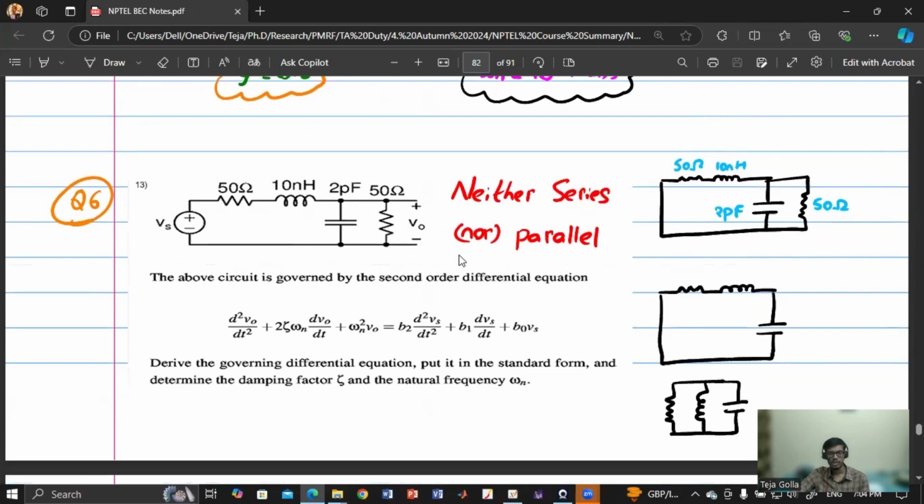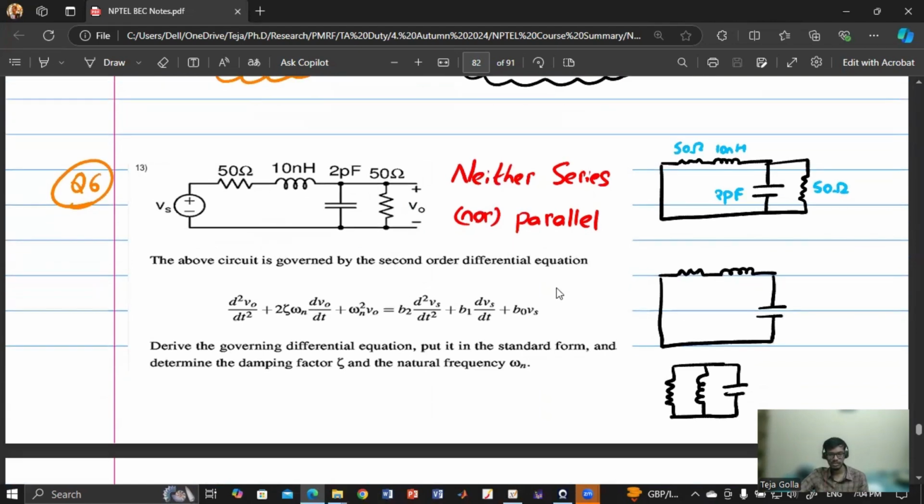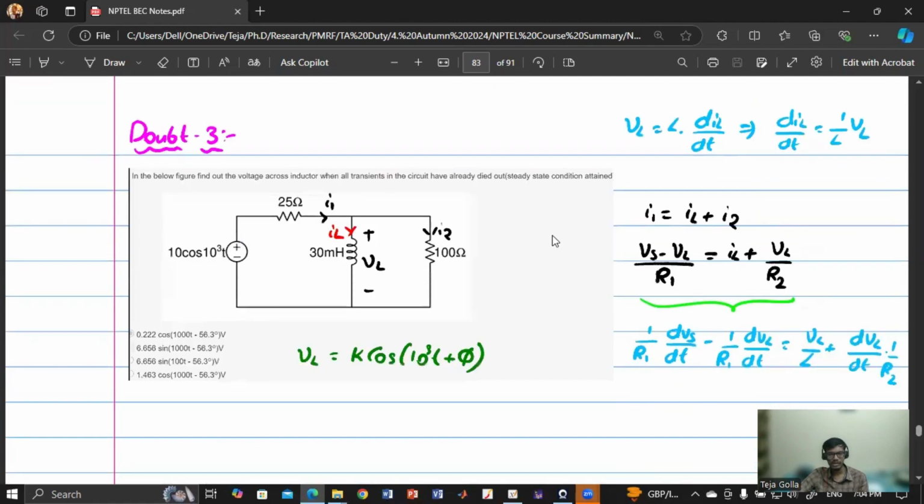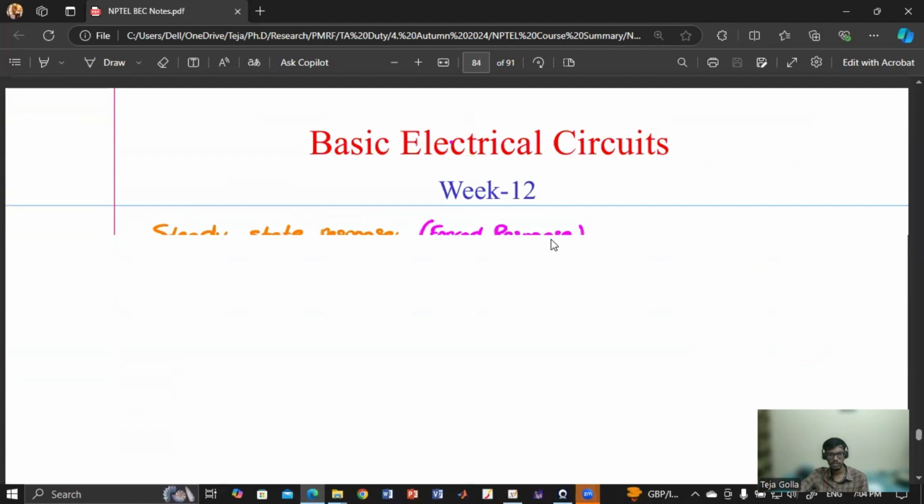But you have to understand that some of the circuits may not be completely series RLC or parallel RLC. In that case, you cannot do anything. You have to write the differential equation to get the zeta and omega. So in this question, you have to write the KVL, KCL and get the differential equation. Here I have not written it, but I have given an idea so that you can proceed further.